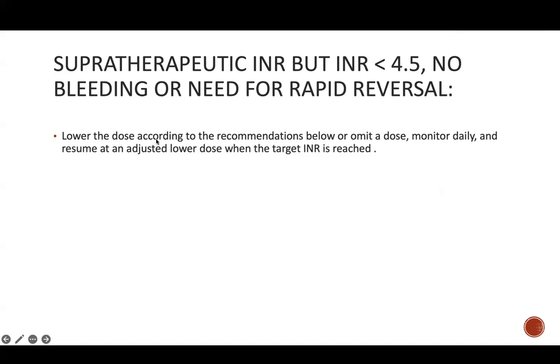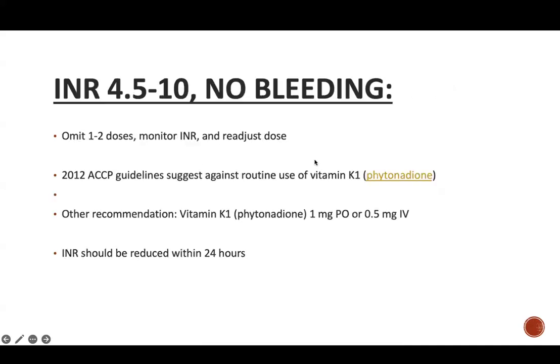You can just lower the dose according to the recommendation, or stop a tablet for 1 day and then decrease the dose. Suppose the patient is on warfarin 6 mg or 7 mg, you can stop the tablet for 1 day and then from the next day start at a lower dose. If the patient was on 6 mg, you can make it 5 mg and keep monitoring the INR until the patient achieves the target INR.